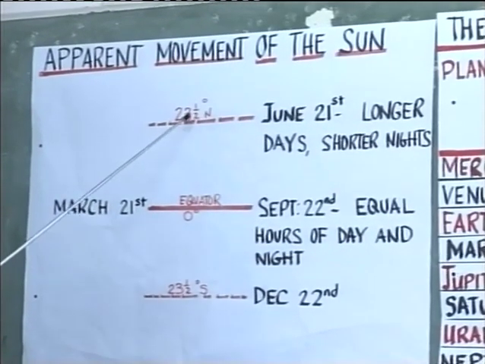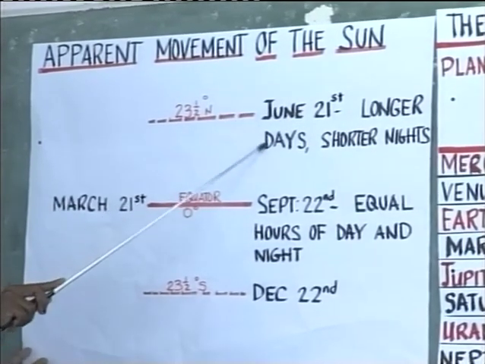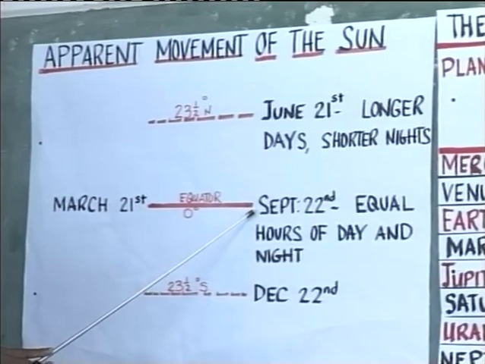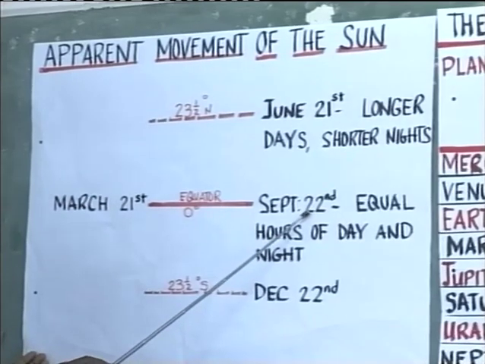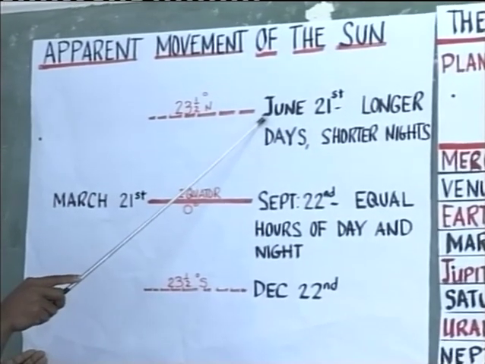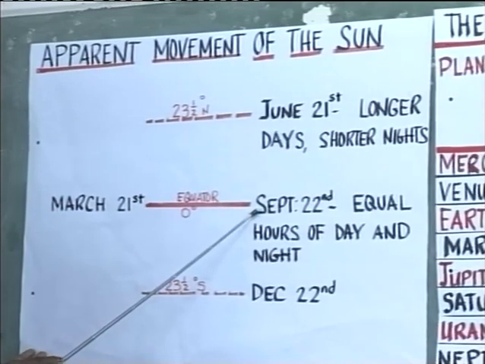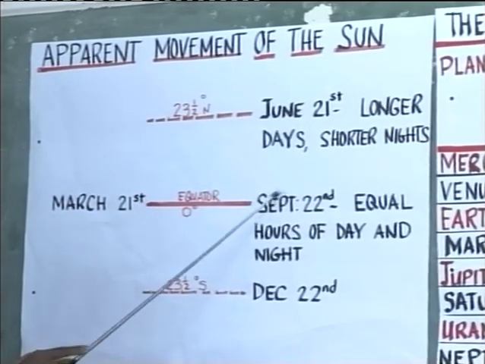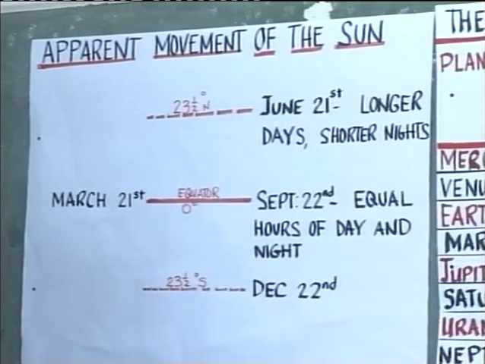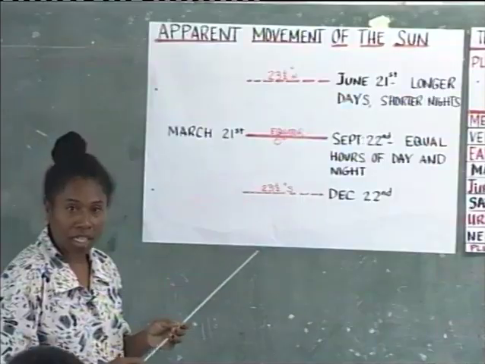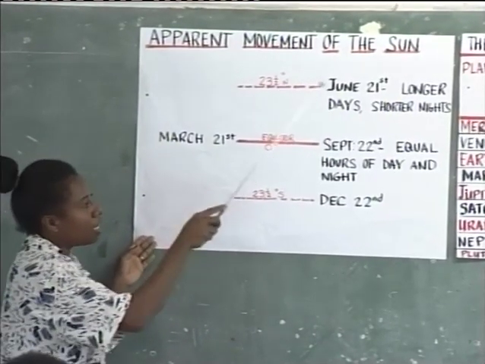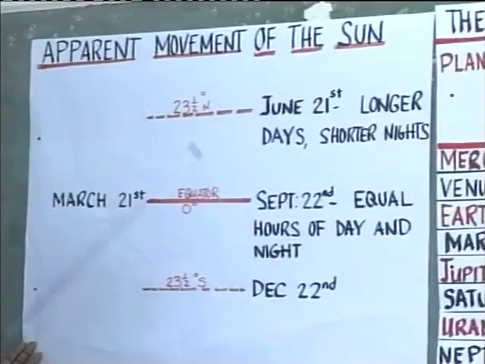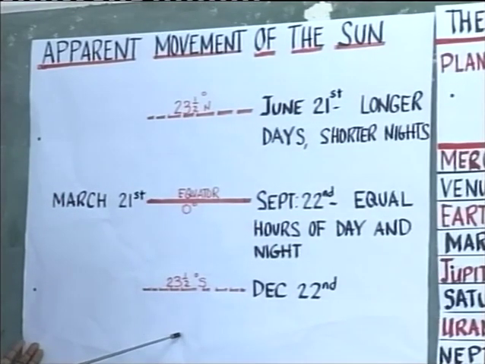The sun does not just shine directly here. It will take 3 months for the sun to be directly overhead the equator. It is now September the 22nd. From June the 21st, June, July, August, September, by the time it is September the 22nd, the sun is directly overhead the equator. And when the sun is directly overhead the equator, there are equal hours of day and night in both the northern and southern hemispheres.